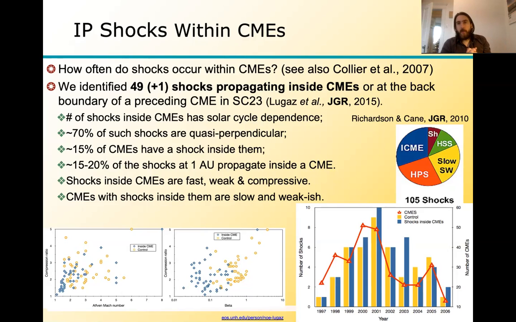70% of these shocks propagating through CMEs are quasi-perpendicular, which is also consistent with the previous study by Richardson and Kane in 2010. And if you look at the statistics, we found about 15% of CMEs actually have shocks inside them, whereas about 15% of shocks are propagating through a previous coronal mass ejection. We also looked at the conditions, the compression ratios, and the Mach number. What we found is that these shocks are indeed weak in terms of the Mach number, but they're fast, and they still are pretty compressive.